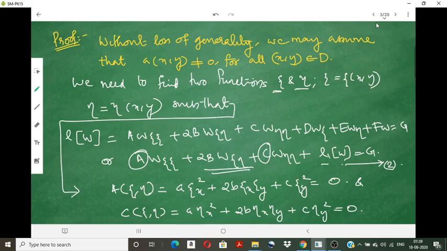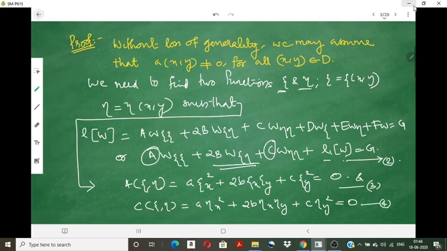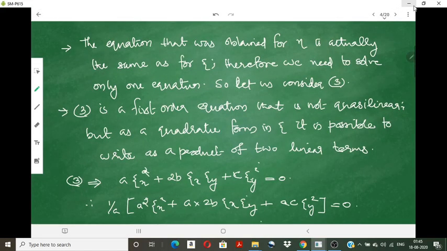Put these as equation numbers 3 and 4. Equation number 3 is the equation for theta, and equation 4 is for eta. But the equation obtained for eta is actually the same as that for theta. Therefore, we need to solve only one equation. So without loss of generality, we may consider equation number 3. When we look at equation number 3, it is a second order equation.